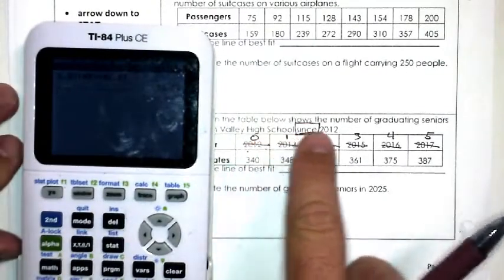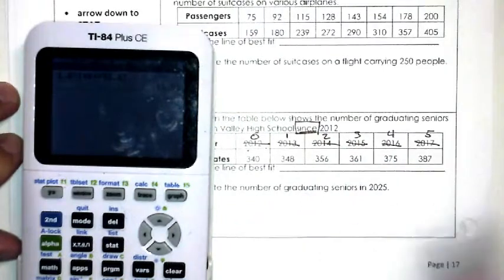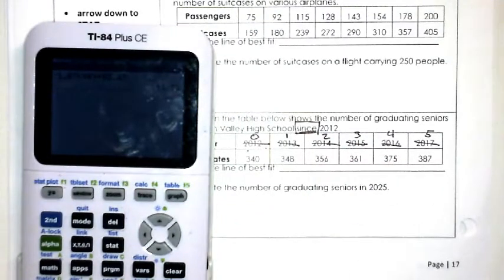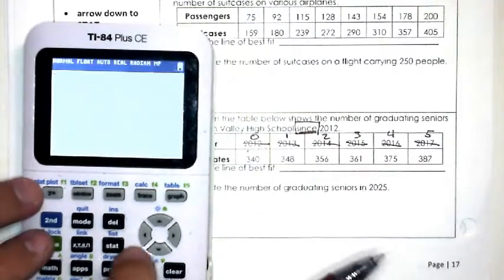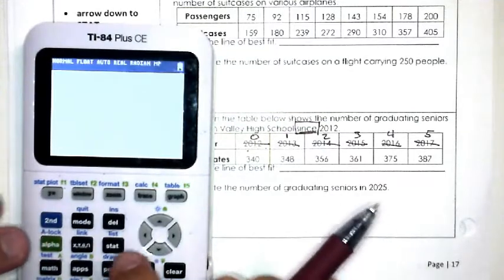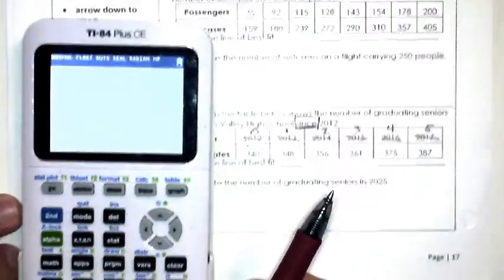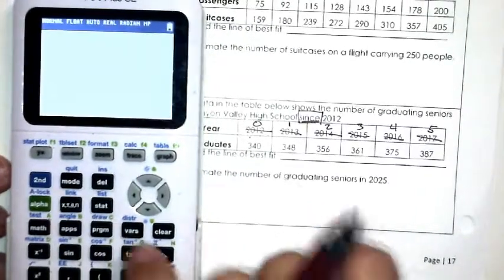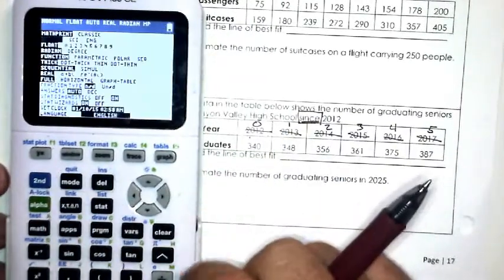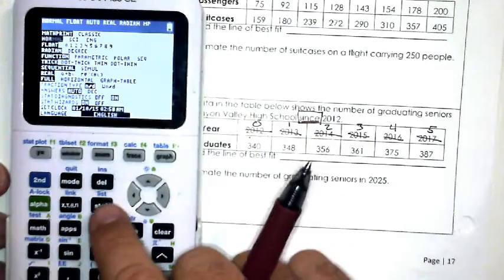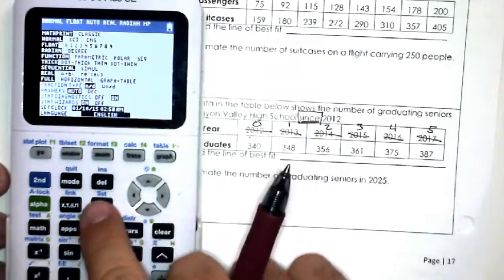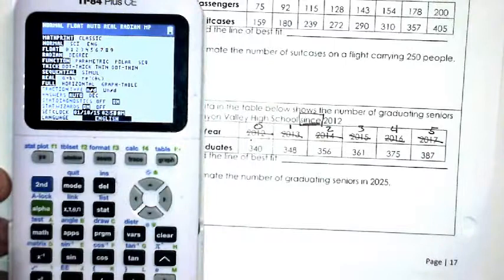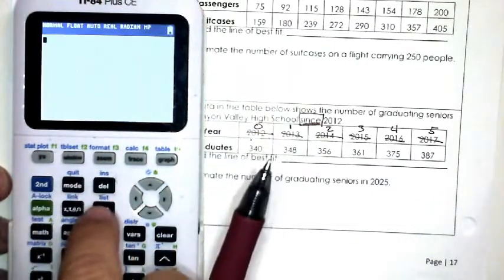So who can tell me, if I want to type this stuff into the calculator, what do I do? Someone walk me through the steps. Mode. List. How do I get to list through mode? Stat. Okay. Now what? Edit. So I hit enter.